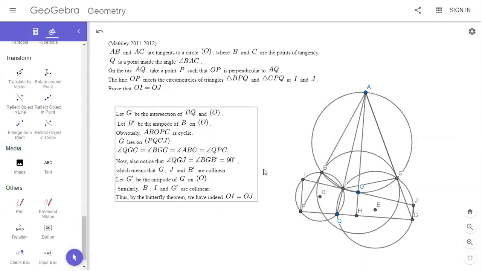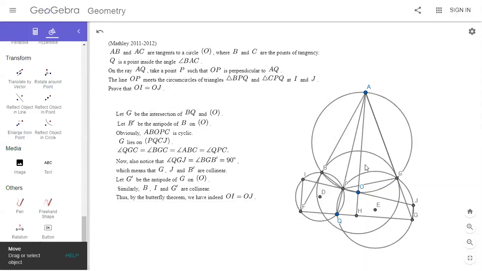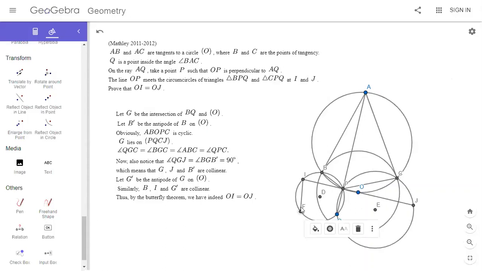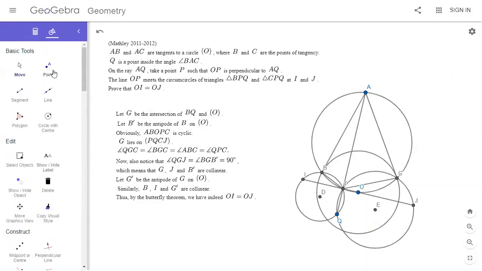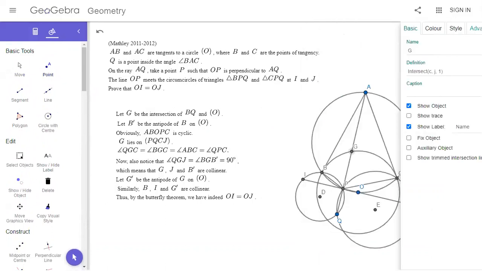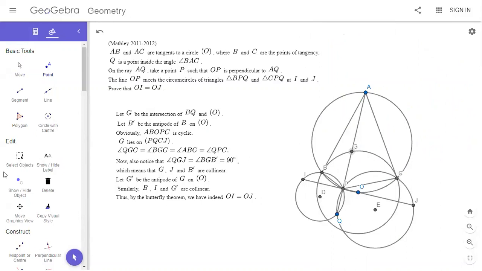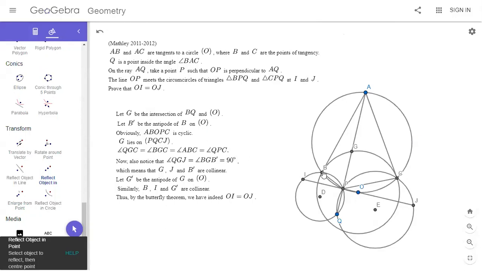All right, let's see. All right. So let's see this solution. Let G be the intersection of, so I'm going to delete some of the stuff I added. Thanks for having it already teched up. That's pretty nice. So G is the intersection of BQ and O. Okay. And B prime is the antipode of B. Okay, so I'm going to use my reflect tool. So that's B prime.